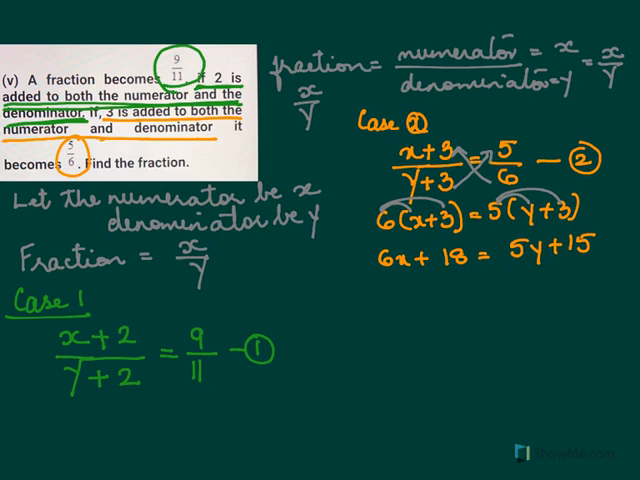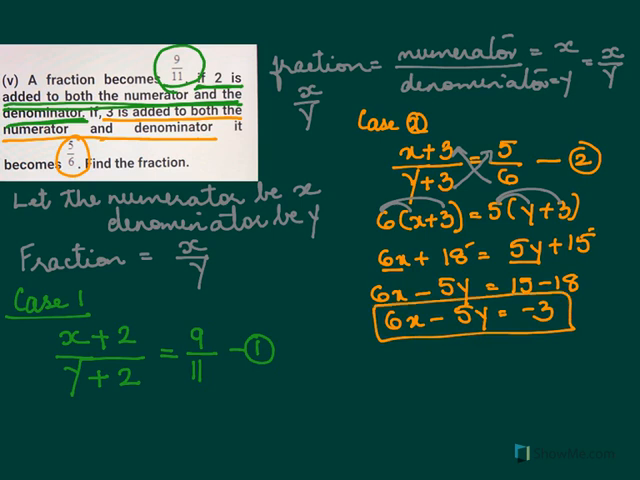We put all the x and y terms together. This is the x term, this is the y term: 6x minus 5y, and the non-xy terms we put together. So 15 minus 18. 6x minus 5y equal to minus 3. This is the same equation 2. We have just rearranged it. Now we'll get on to the next one.